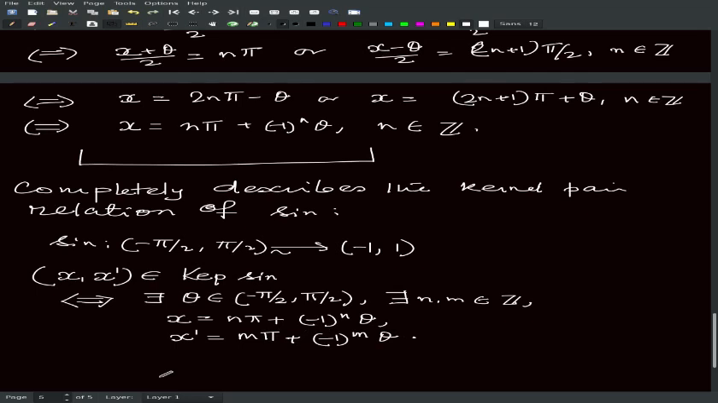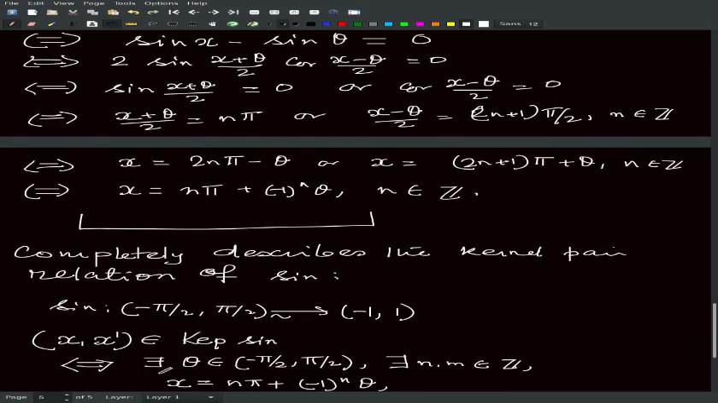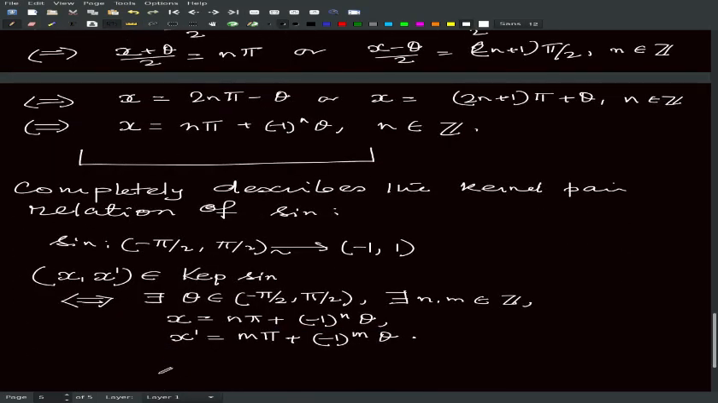So you see, so many things are coming up at the same time. Solutions of these equations that we have done are nothing else but this abstract way that we are saying of depicting or characterizing the kernel pairs. Right? Is this clear?